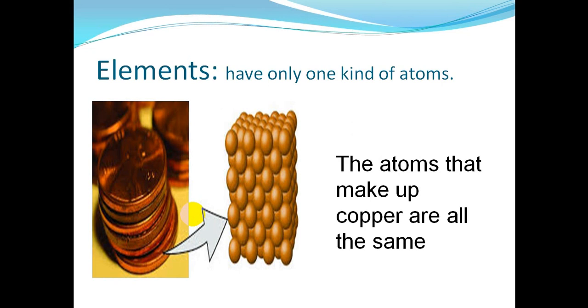Elements have only one kind of atom. As we see here, we have copper pennies, also copper wires. Copper in general is an element. We bring it from the Earth's crust. The atoms that make up copper are all the same. If you notice here, you will find that we have many atoms, and they all are the same kind. They all are the same size. They all are the same color. So this is what is meant by element. Elements, as we said, have one kind of atom. They combine together, but they all are the same.